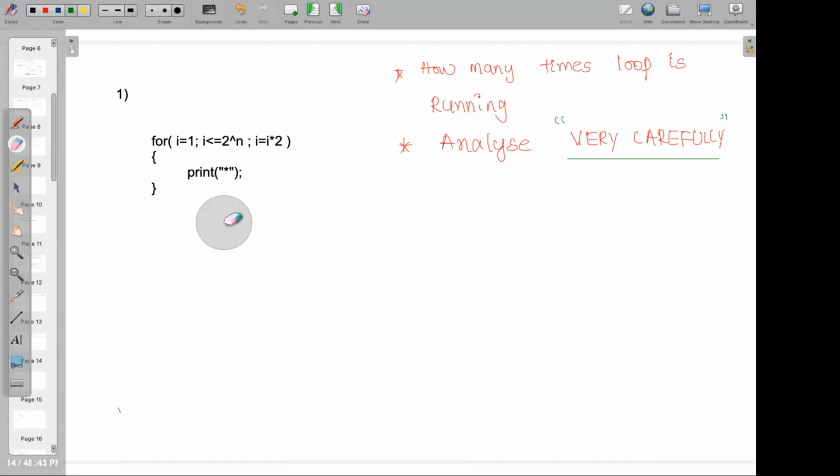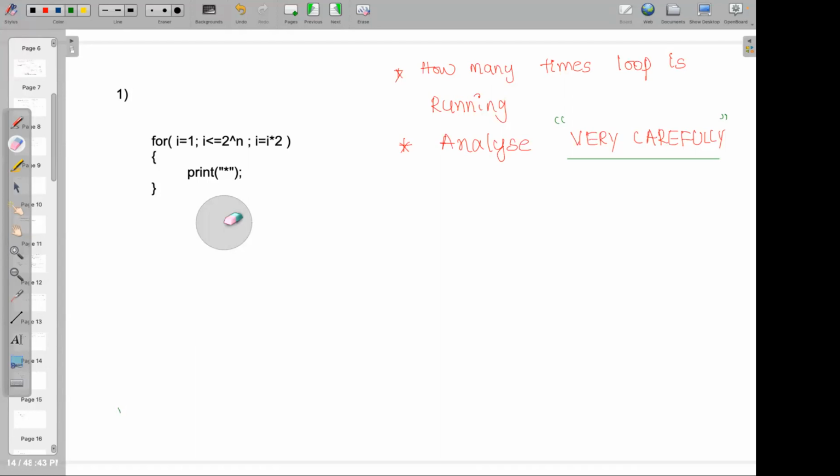How many times is the loop running? Is it running 2 power n times or only n times? Should be very careful, friends. Is it running 2 power n times? Check it. Yeah, very good. People who are saying n as the answer, that is correct.